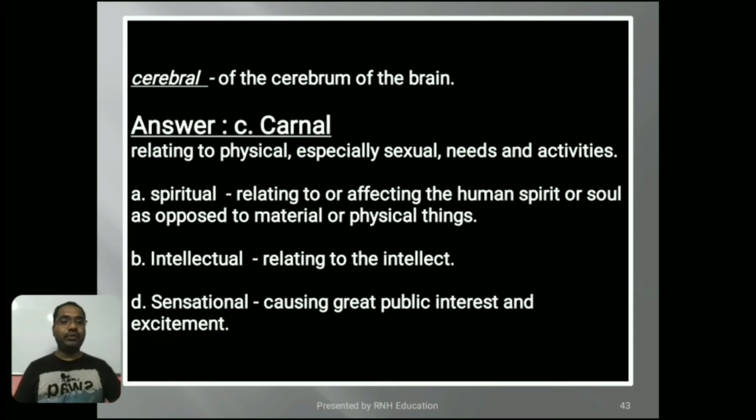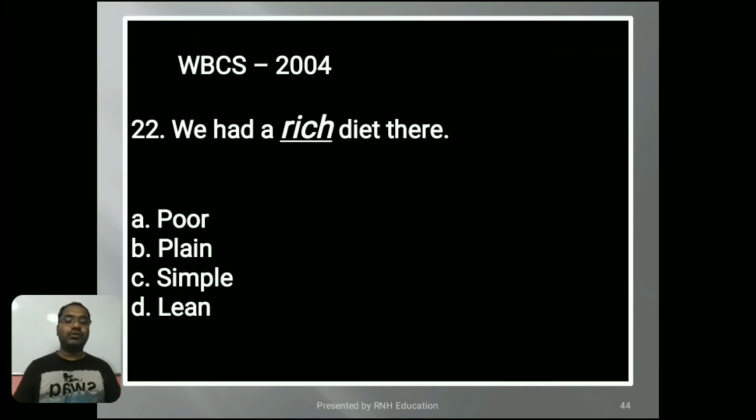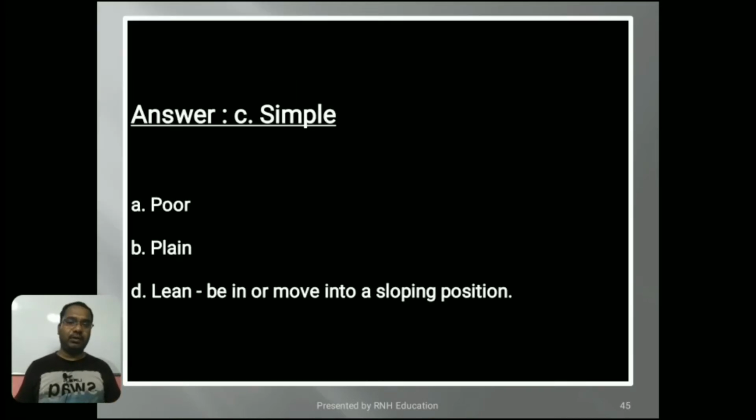Going to the next one, question number 22, and from here the questions have been taken from the year 2004. We had a rich diet there. Rich diet, and the options are A poor, B plain, C simple, and D lean. Now check the answer section. The answer should be simple. Rich diet and simple diet. And the other options are poor, plain, and lean. Lean means be in or move into a sloping position, that is called leaning.